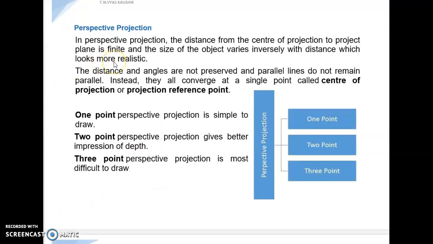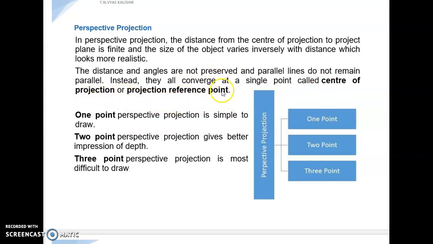In perspective projection, the distance from the center of projection to the projection plane is finite, and the size of the object varies inversely with distance. The advantage of perspective projection is that it is more realistic. Unlike parallel projection, perspective projection has a center point of projection. So distances and angles are not preserved, and parallel lines do not remain parallel. They all converge at a single point, known as the center of projection or projection reference point.